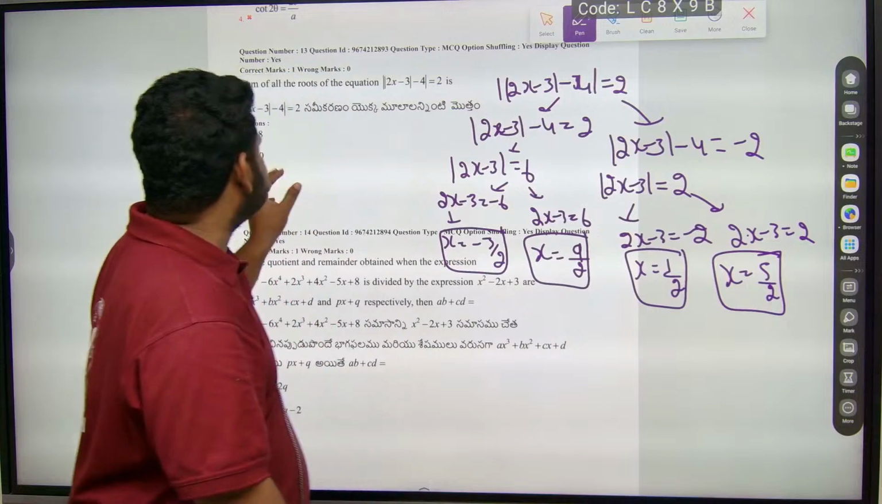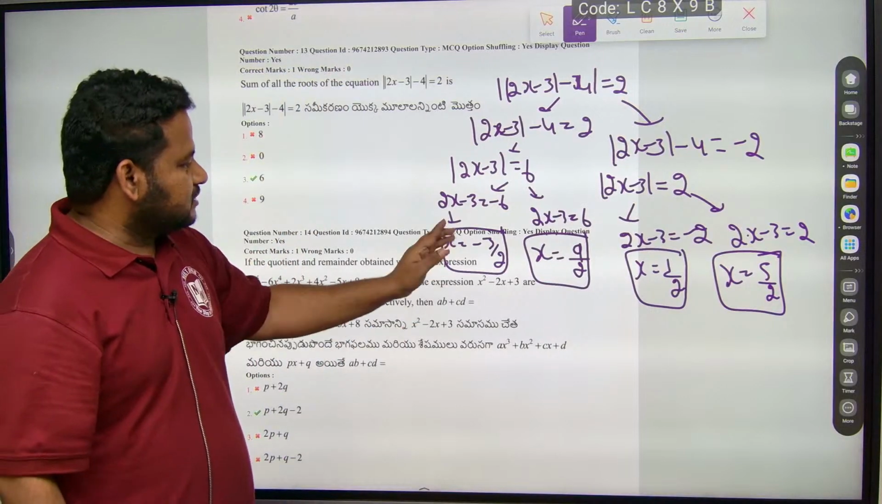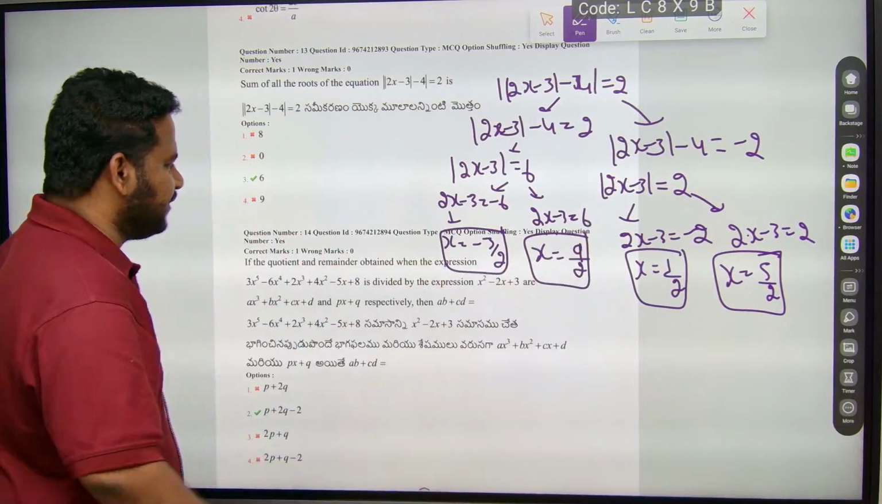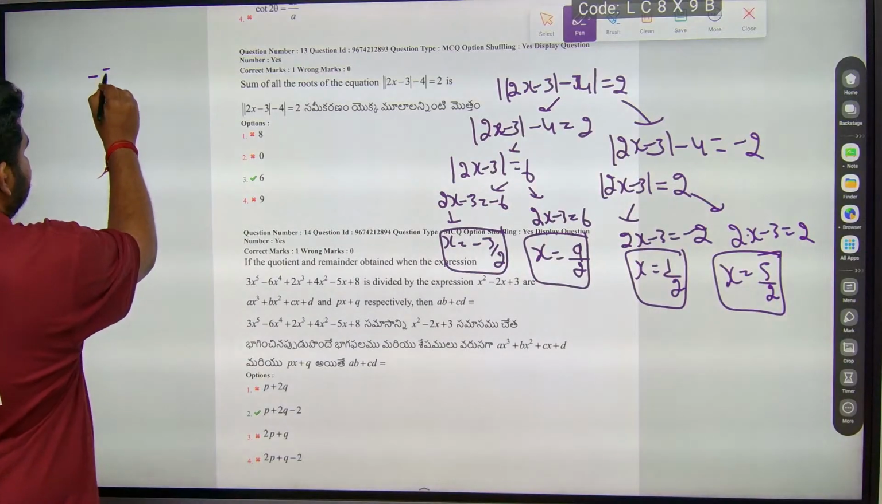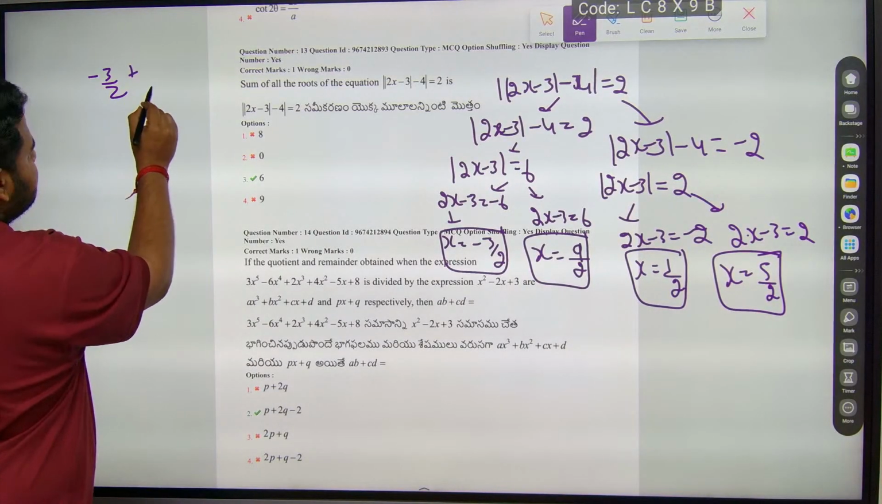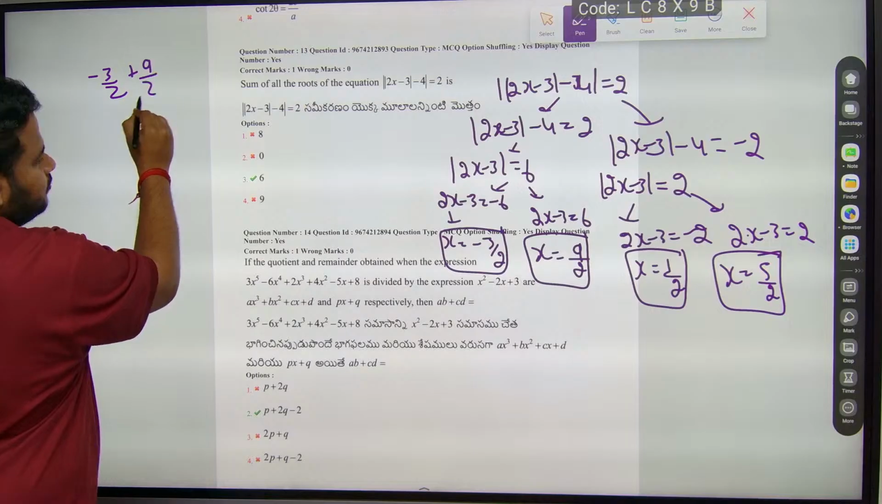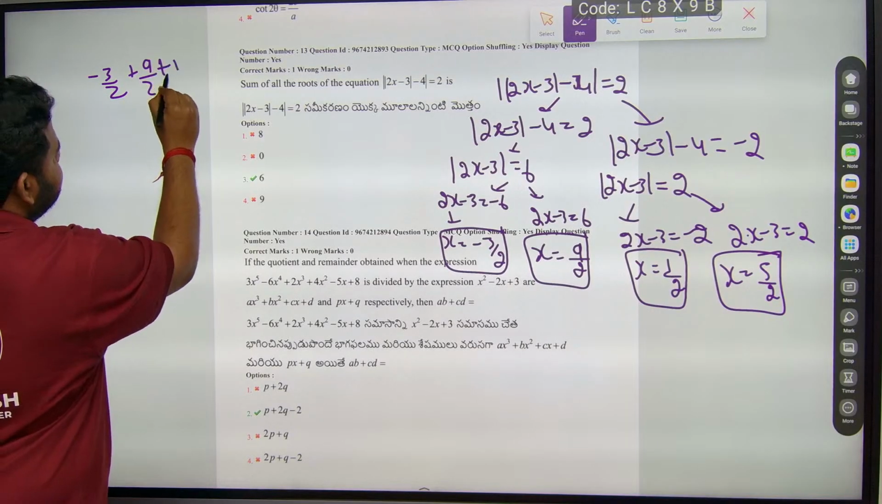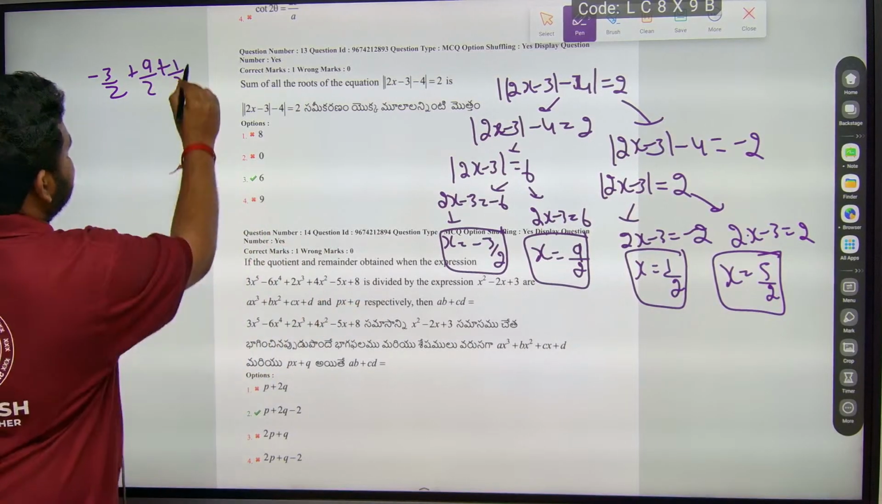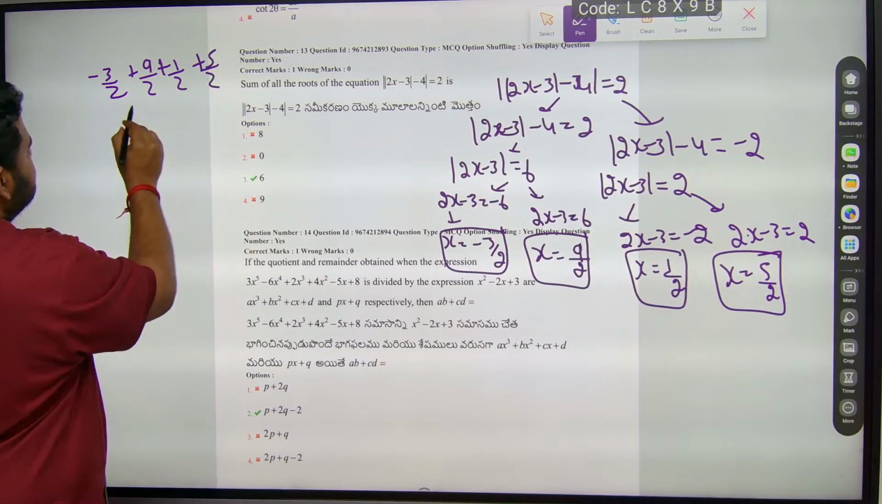So what is it that they are asking? Sum of all the roots of the equation. That means I should add all of this. If I add all of this, what will I get? That is minus 3 by 2 plus 9 by 2 plus 1 by 2 plus 5 by 2. So this is what I will get, friends.